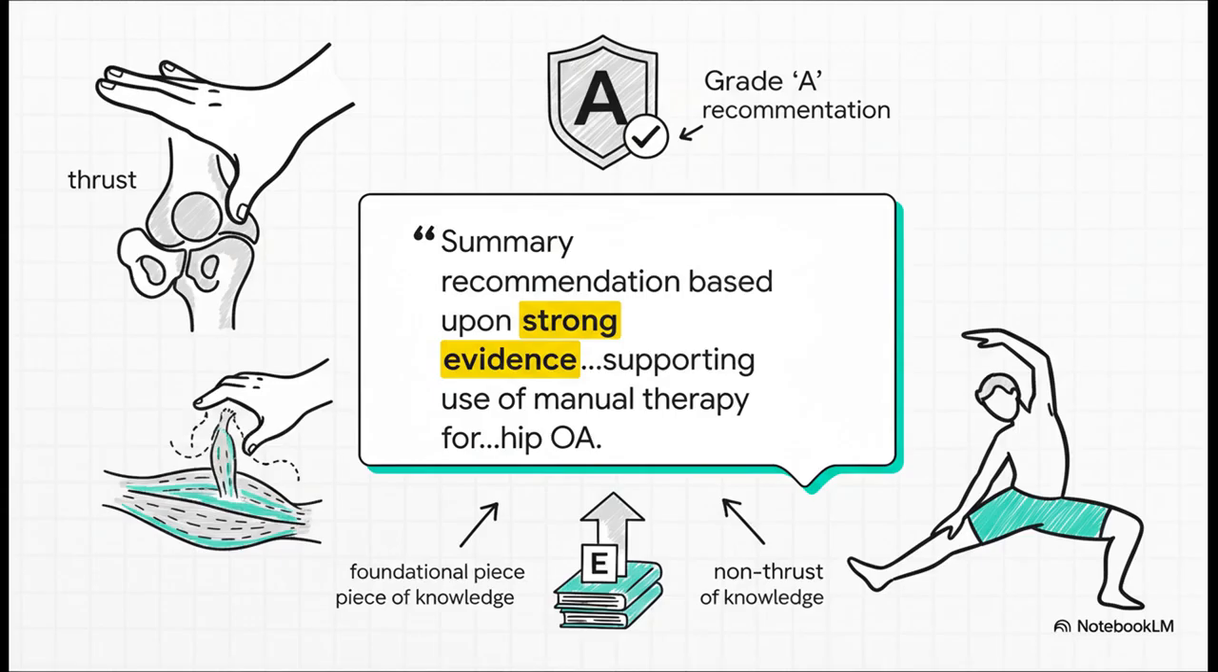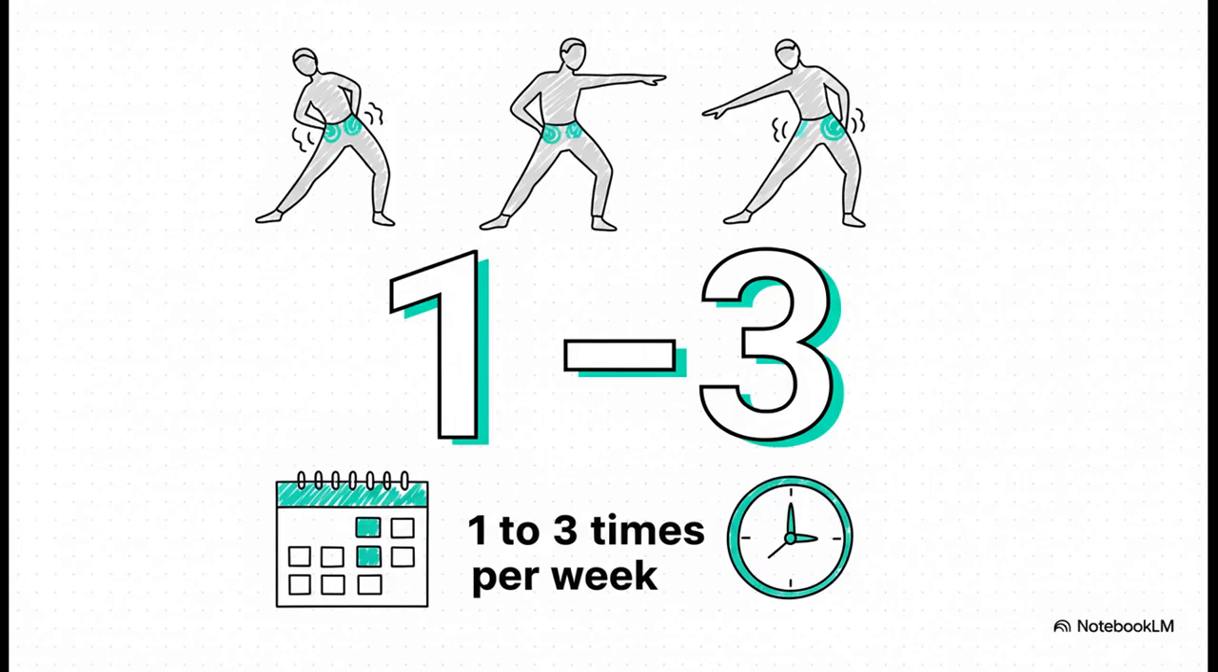And it's not just talking about one specific technique either. This covers thrust, non-thrust, and soft tissue work for anyone with mild to moderate HIP OA. This is absolutely a foundational piece of evidence you have to know cold. But here's the thing, the CPG doesn't just say do manual therapy, it gets specific. It gives us an evidence-based dosage.